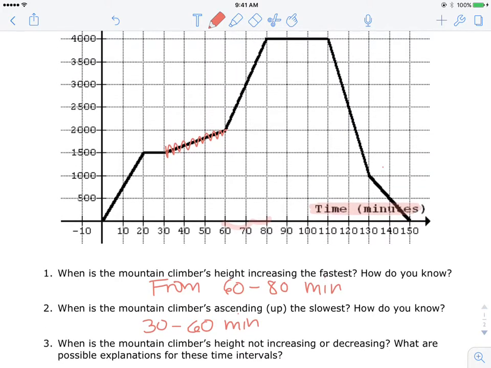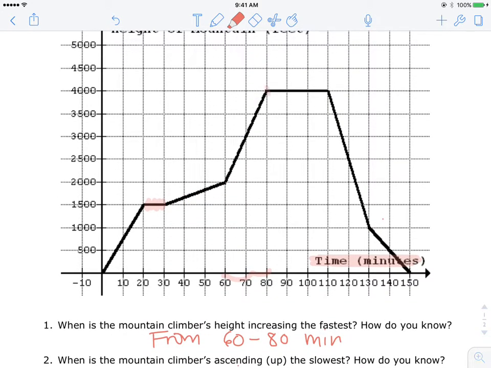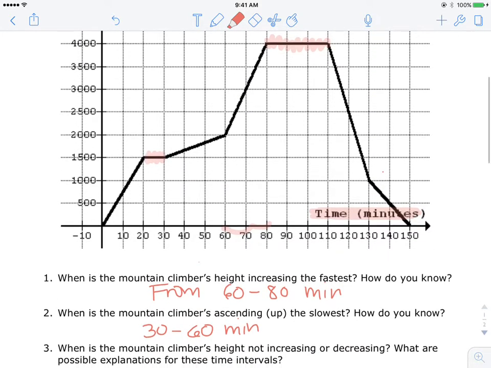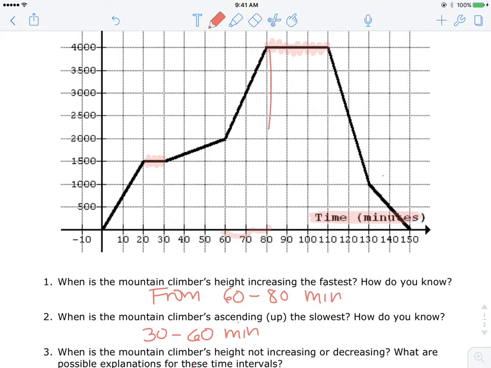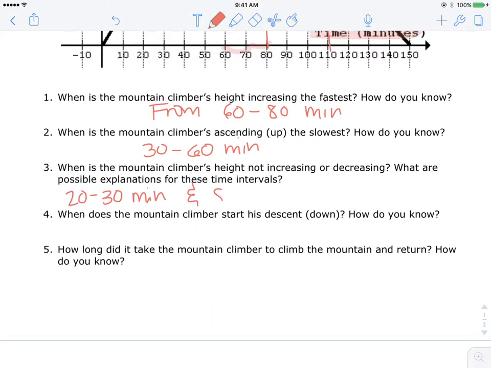All right, when is the mountain climber's height not increasing or decreasing? We kind of just touched on those points a second ago. The times when he's not increasing or decreasing are going to be right here when it's totally flat, and right here when it's totally flat. So this first section is going to be from 20 to 30 minutes, and from, let's see here, 80 to 110 minutes.